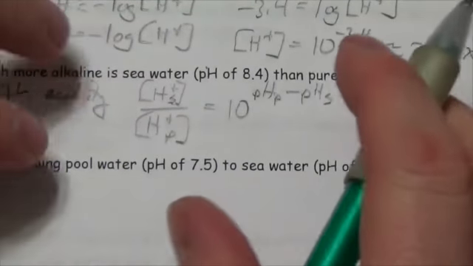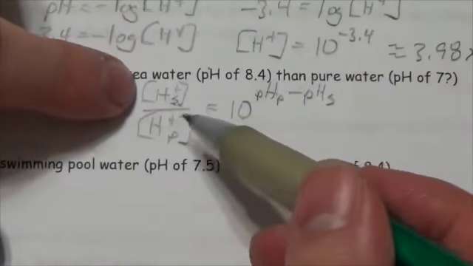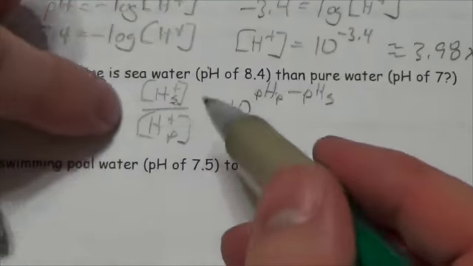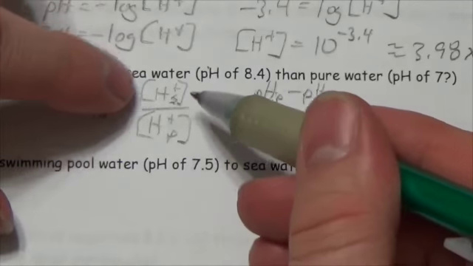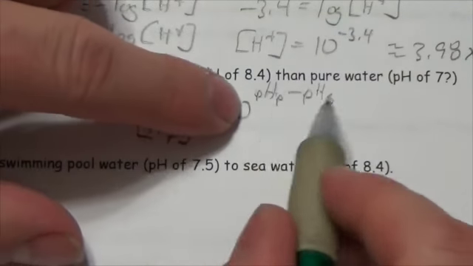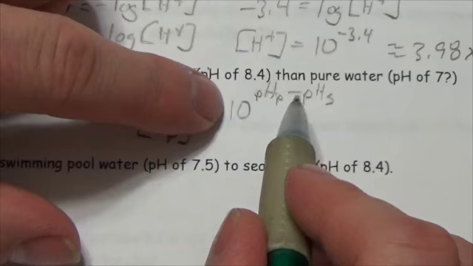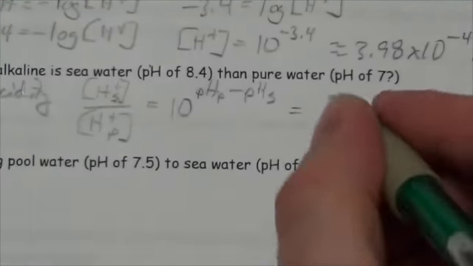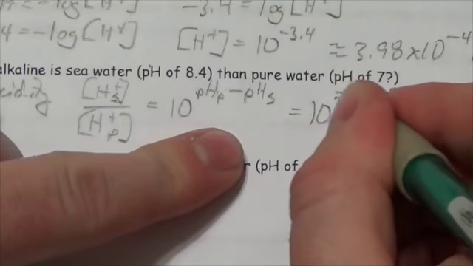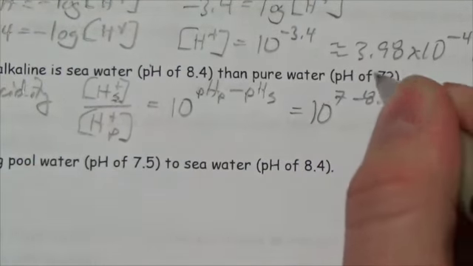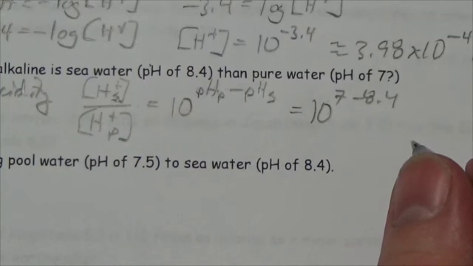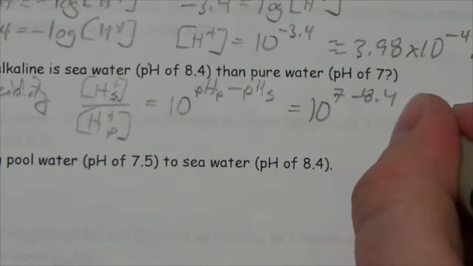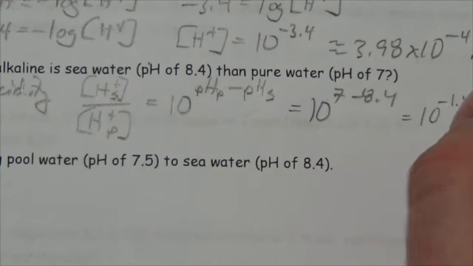But I'm going to stick with that first here. This is the equation that we used. We're comparing seawater to pure water, but we're comparing the acidity of seawater to pure water, and then in our exponent it's going to be pure water minus seawater. That's the formula that we built here. So this is going to be 10 to the 7 minus 8.4. Okay, so 7 minus 8.4 is going to be negative 1.4. So 10 to the negative 1.4.